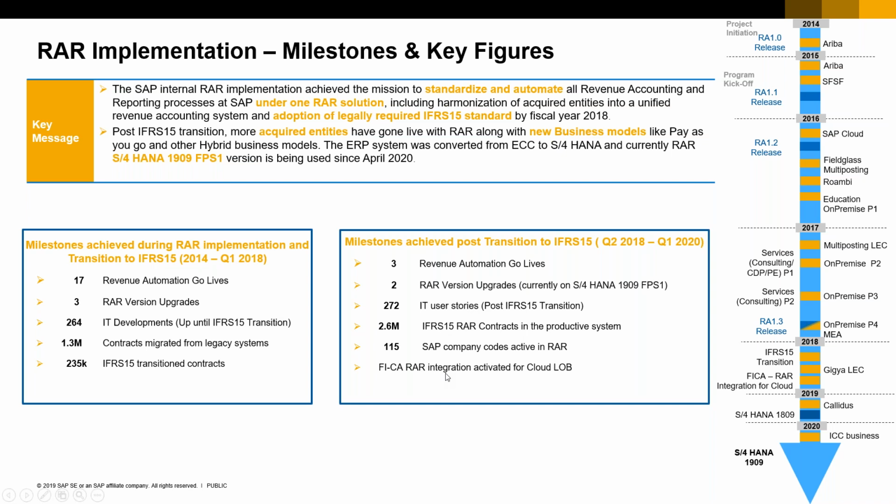Another key point to mention here is that when we first went live with RAR, we were using the SD integration to RAR, and we had also a custom integration with our training system that my colleague Deepti will talk about in a minute. But in 2019, we also started using the FICA RAR integration, meaning our revenue information was not just coming from SD orders, but also from provider contracts. Okay. So with that, I would hand it over to Deepti.